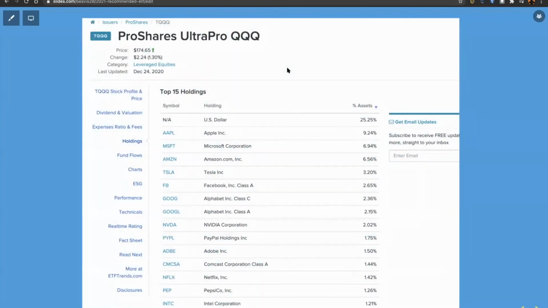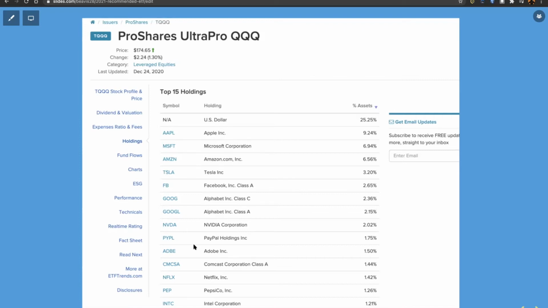Then number 3 is TQQQ. So TQQQ is 3 times leverage of the QQQ. So it's the same as the QQQ, but it's a leverage. So of course, if QQQ increases 1%, this one is going to be 3%. If the QQQ goes 3%, this one is going to be 9%, like that. Because the QQQ is steadily growing, TQQQ is also very popular.